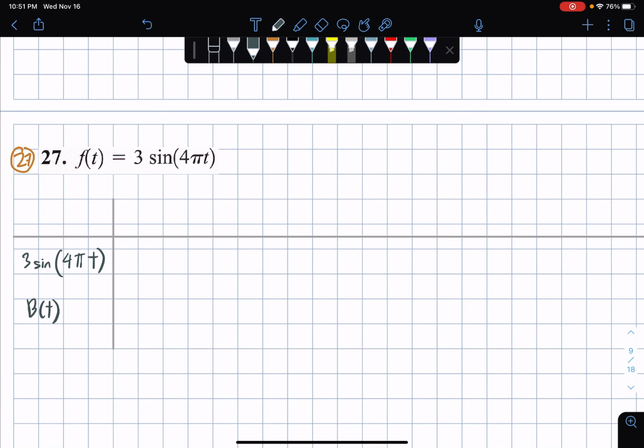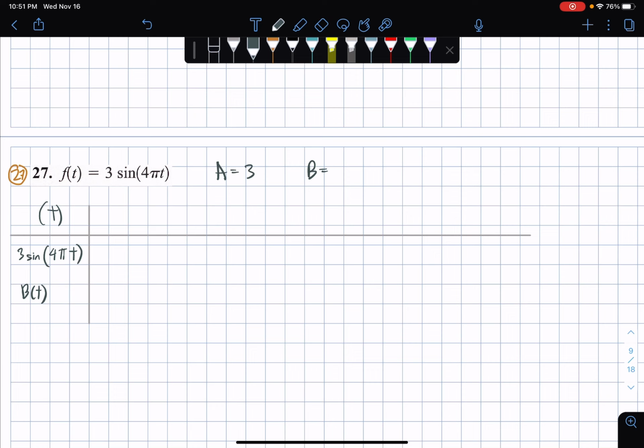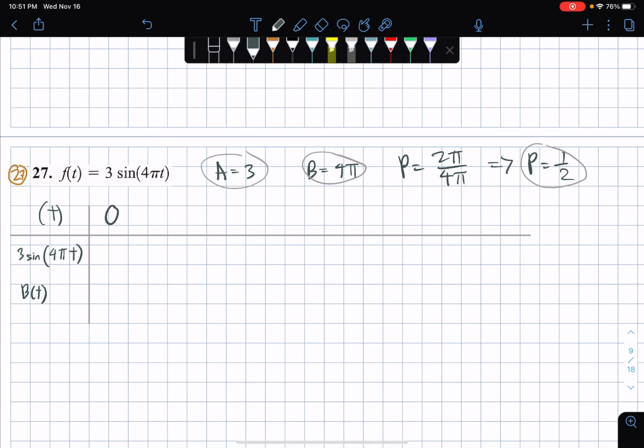So amplitude is 3. The b value is 4 pi. So p is equal to 2 pi over b. B is 4 pi. 2 pi over 4 pi. P is equal to 1/2. Because the period is 1/2, so t starts from 0, ends with 1/2.